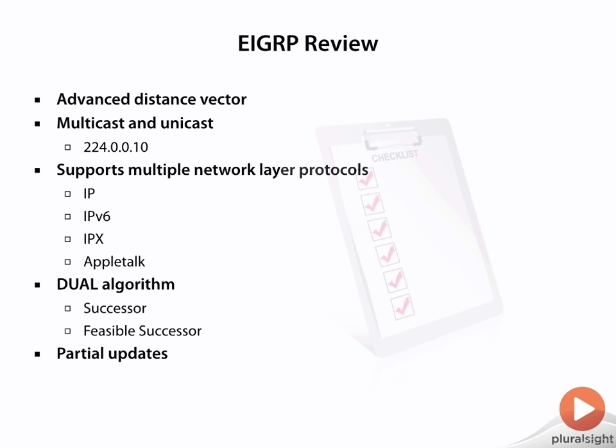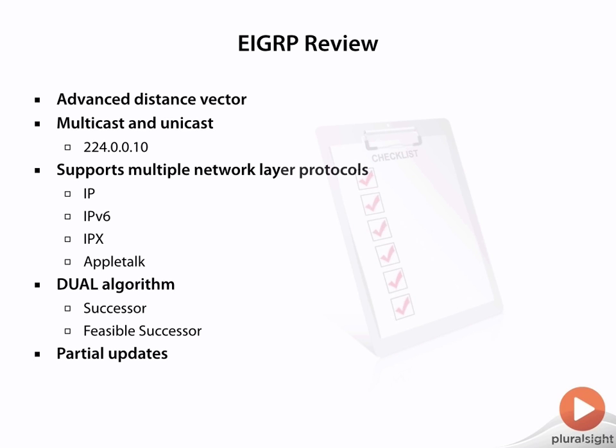Now, EIGRP uses the DUAL algorithm, that's the Diffusing Update Algorithm. This algorithm determines a successor route, or what we would consider to be the best path, and a feasible successor, which is, for the most part, the next best path.